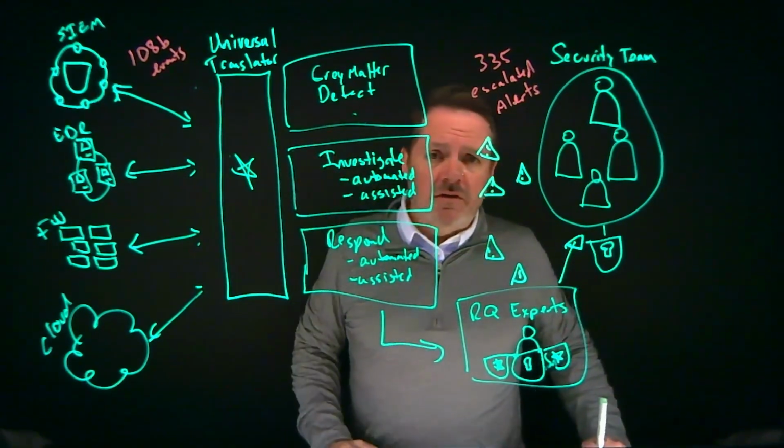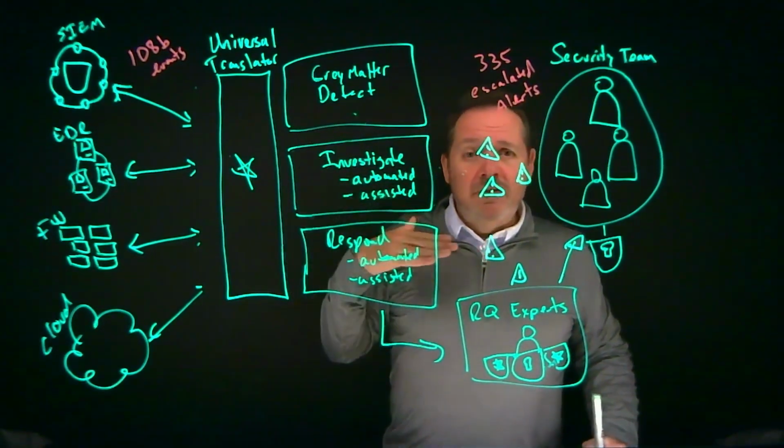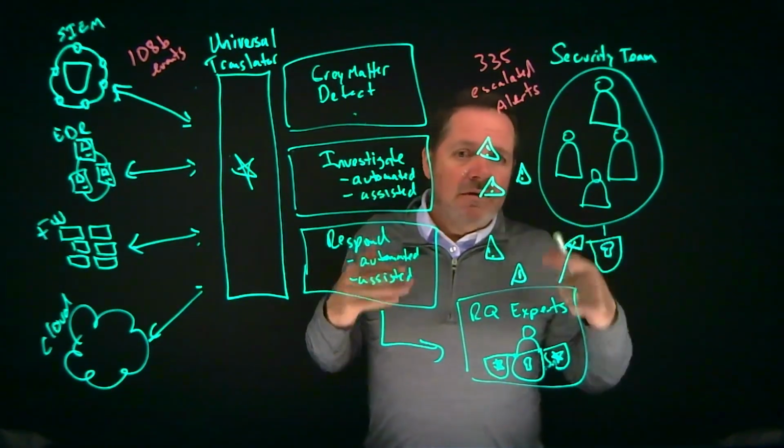And that's the fully automated scenario. The assisted is we do a lot of those steps, but there may be a step in there that a human needs to go do.